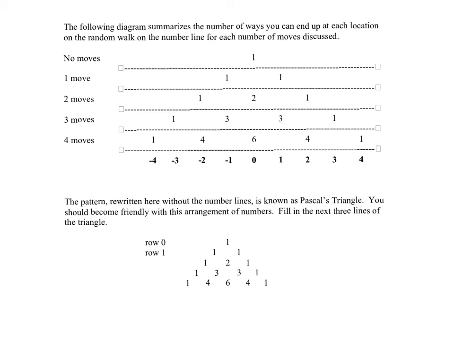So remember from the video that the first row is 2 to the 0 power. 2 to the 0, like any number to the 0, is 1. 2 to the first power is 2. 2 to the second power is 4. 2 to the third power is 8. 2 to the fourth power is 16, and so on.